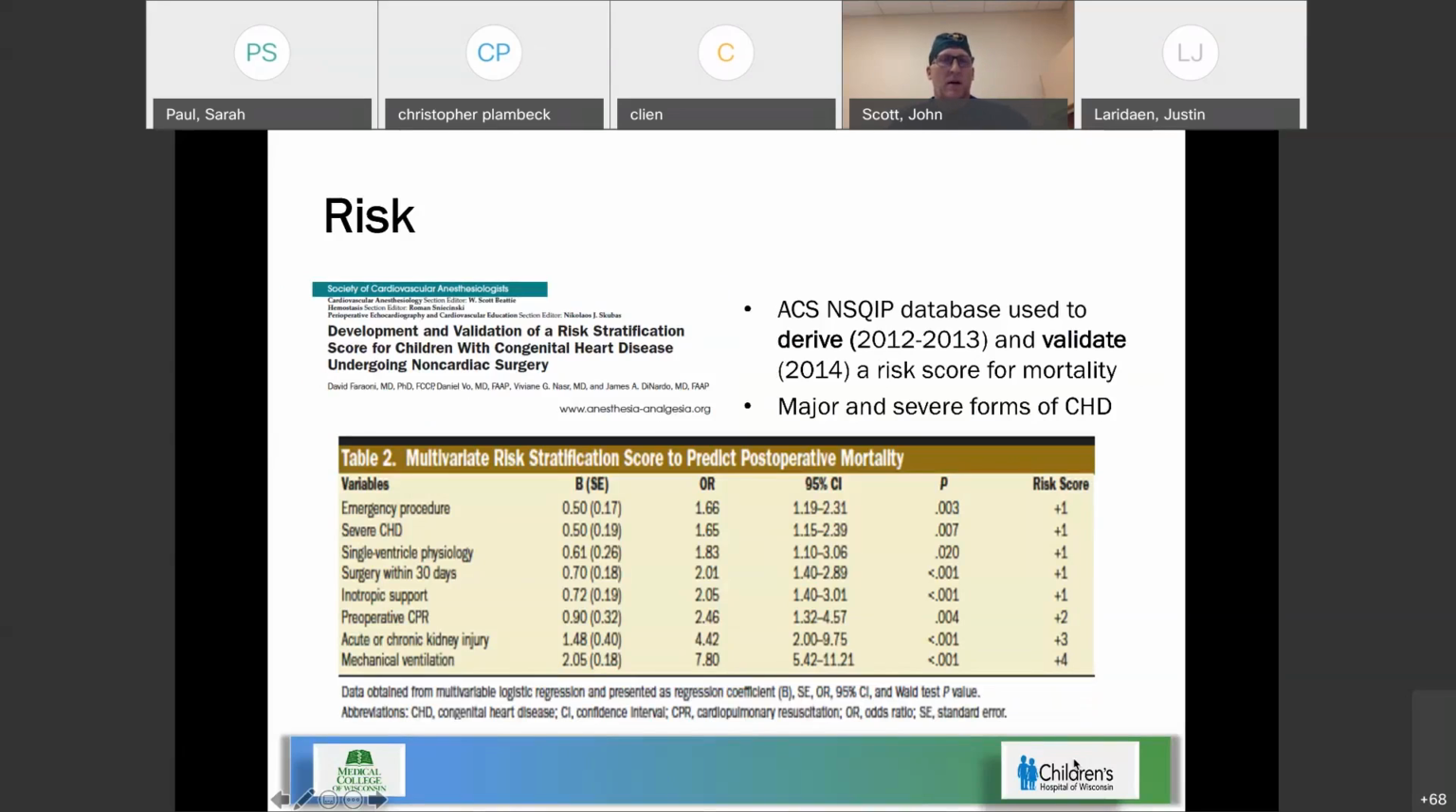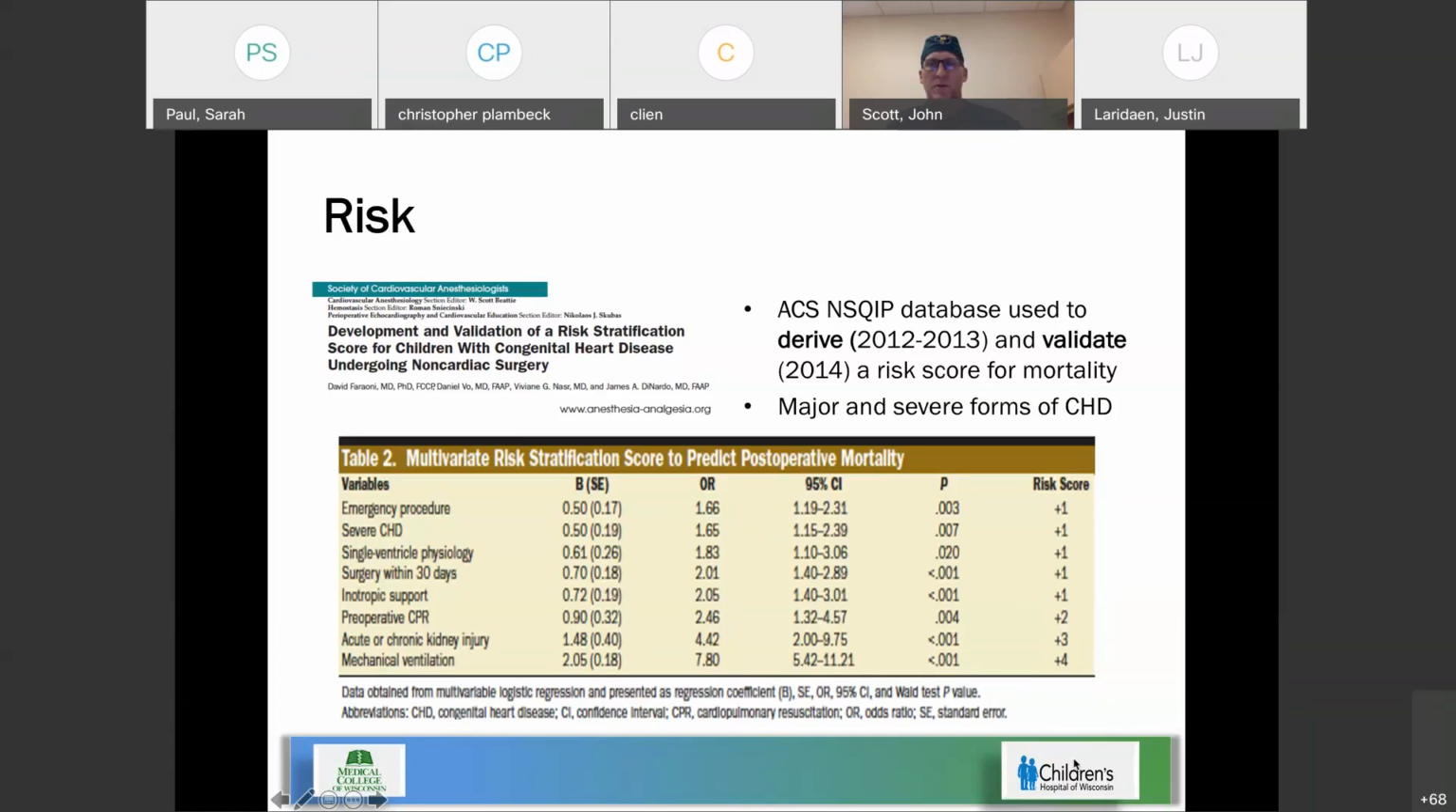This is a study from 2019 trying to develop a risk scoring system for patients who are at risk for perioperative mortality for non-cardiac procedures in the setting of congenital heart disease. This was a derivation and validation study using the American College of Surgeons NSQIP database.